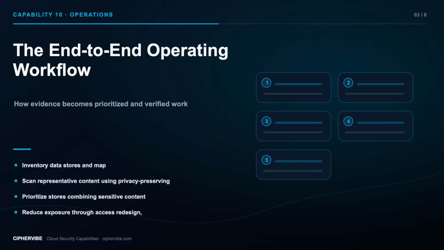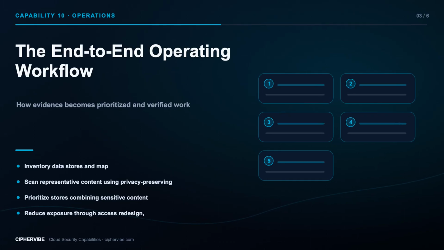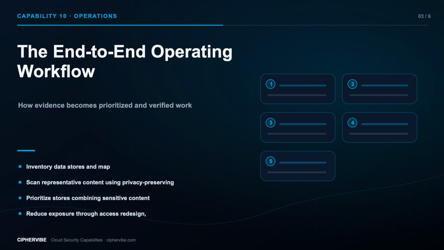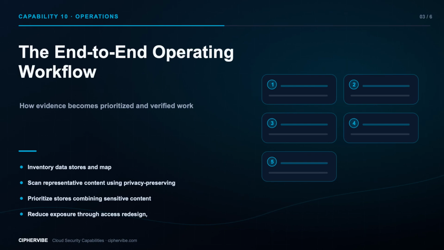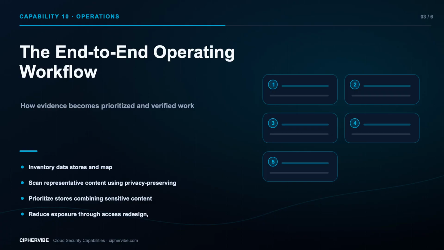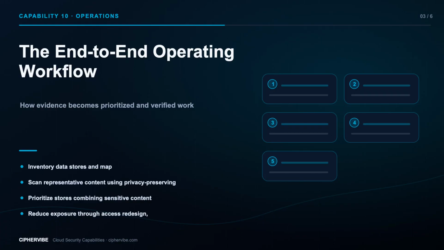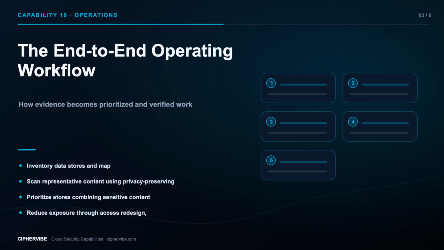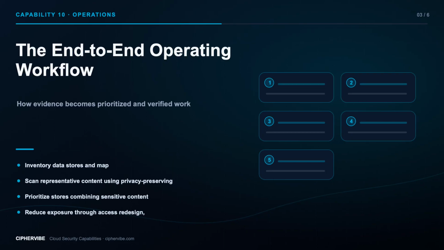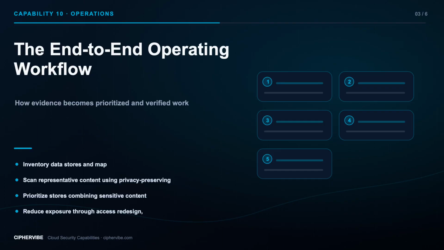Fifth, continuously monitor new stores, permission changes, data movement, policy drift, and exception expiry. The workflow does not end when a ticket closes or an API returns success. Security closure requires fresh evidence showing that the risky condition is gone and does not immediately recur.